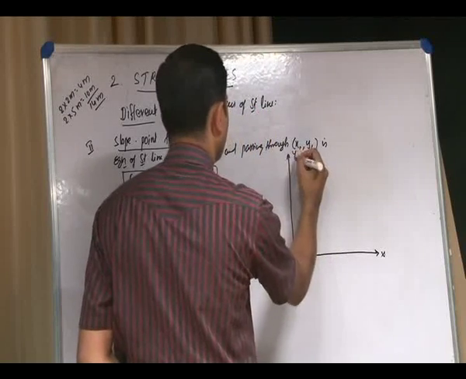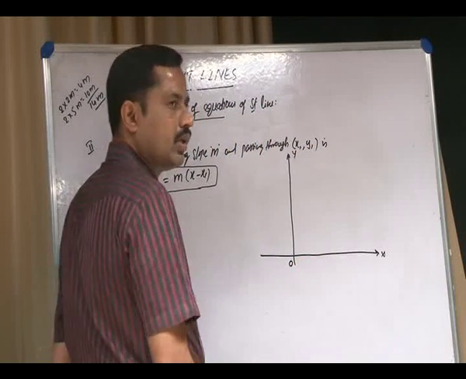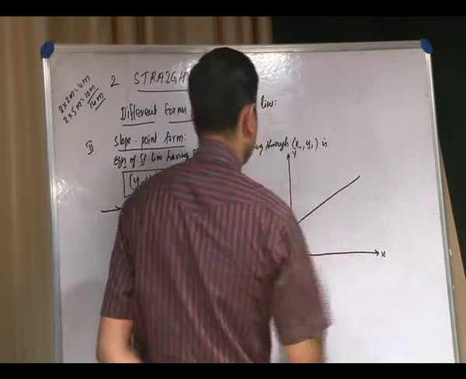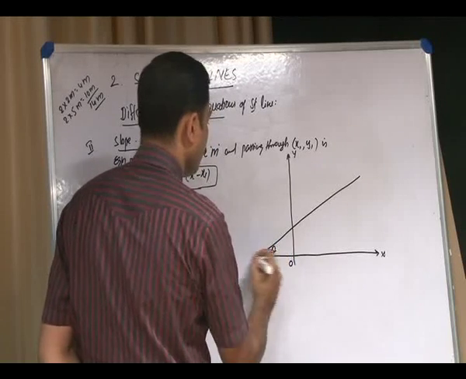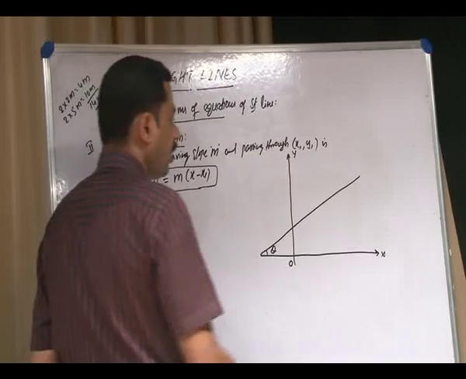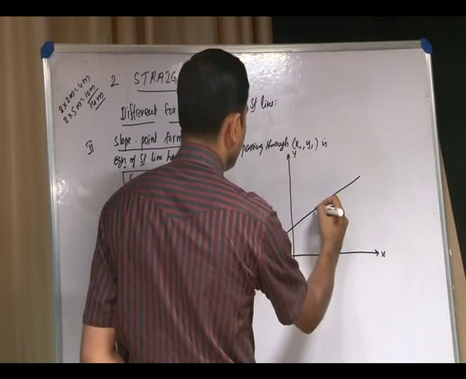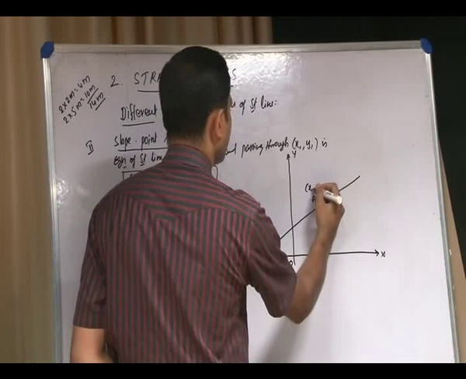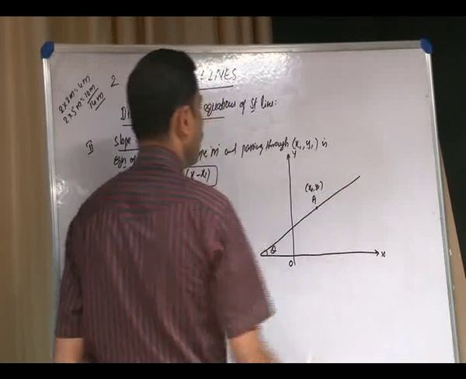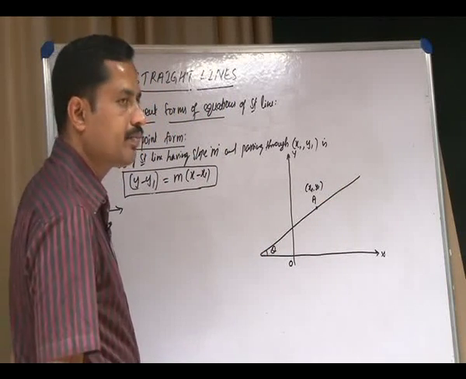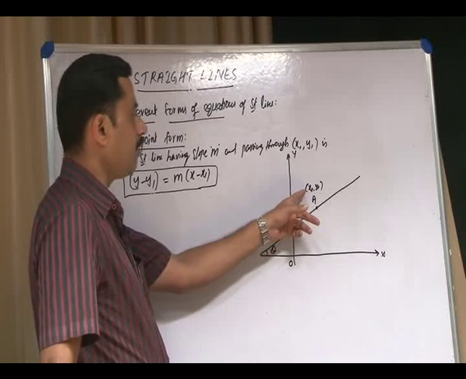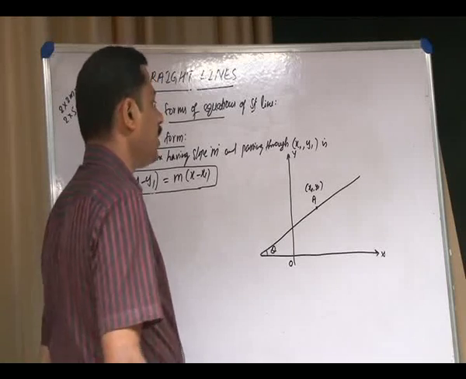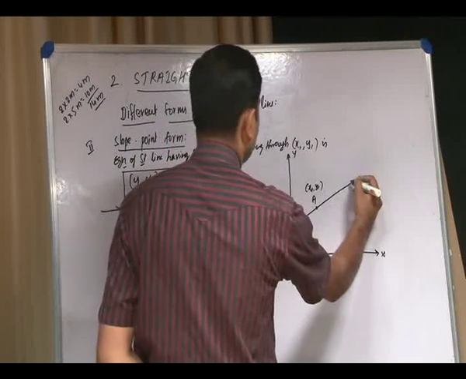X axis, y axis, and this is the origin. I will consider a straight line like this. It makes an angle theta with the positive direction of the x axis, and this line is passing through the point A whose coordinates are x1 y1. x1 y1 are the coordinates of point A here. So, we have to derive the equation of the straight line passing through the point A x1 y1 here. To derive this equation I am going to consider one more point.